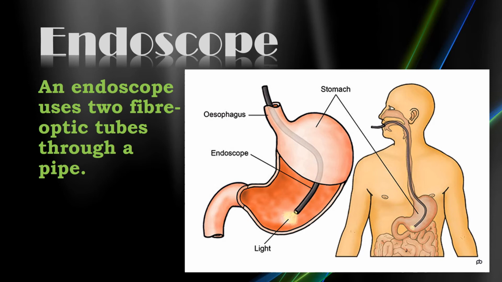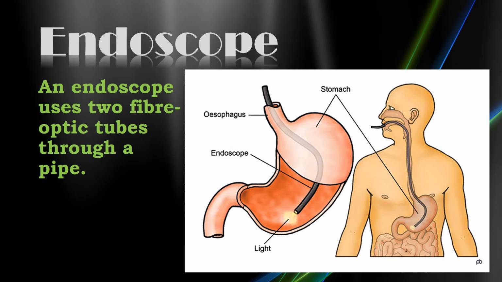Endoscope. An endoscope is a medical instrument that is used for detailed diagnosis of a disease, and a medical procedure using any type of endoscope is called endoscopy. Basically, the light shines on the organ of the patient to be examined by entering through one of the fiber tubes of the endoscope, as an endoscope uses two fiber optic tubes through a pipe, and then light is transmitted back to the physician's viewing lens through the other fiber tube by total internal reflection.